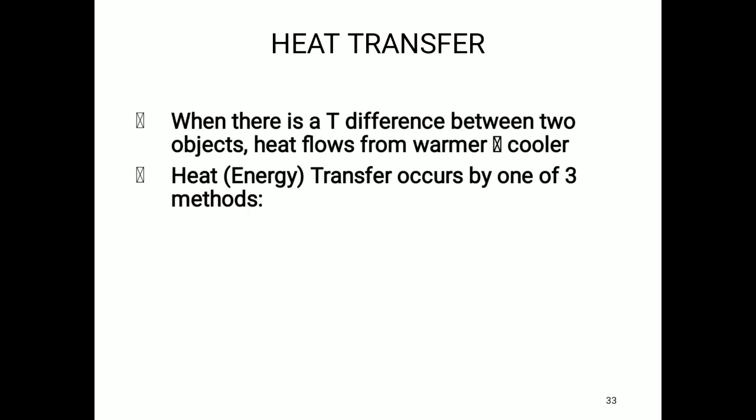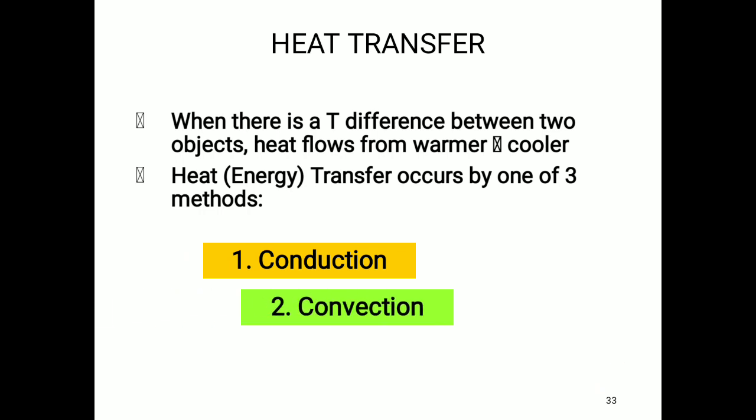So, heat energy transfer occurs by one of three methods. First one is conduction, second method is called convection, and third method is called radiation. So, these are the three methods through which heat transfers from one body to another body. Let us discuss these three methods in detail.